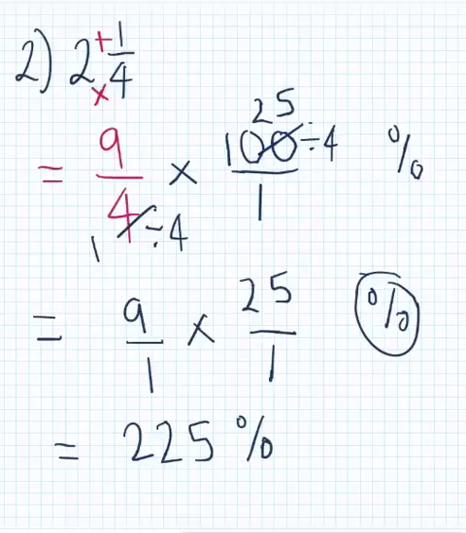And we know that because 9 times 25 is 225, and 1 times 1 is 1, but that 1 can be invisible on the bottom. And so this percentage is past 100%, and it's getting, I guess, quite larger.